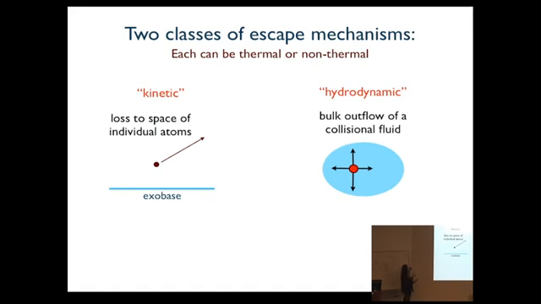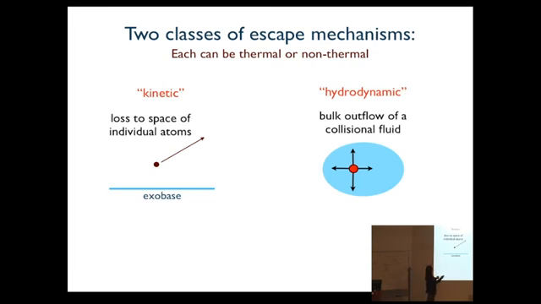So just for terminology, because I think particularly across these two communities, sometimes the words are used a little differently, this is what I mean. We have two classes of escape mechanisms. Each can be thermal or non-thermal. So you can have kinetic escape. I mean by that loss to space of individual atoms. So there's some height in the atmosphere called the exobase, above which individual atoms can escape to space.